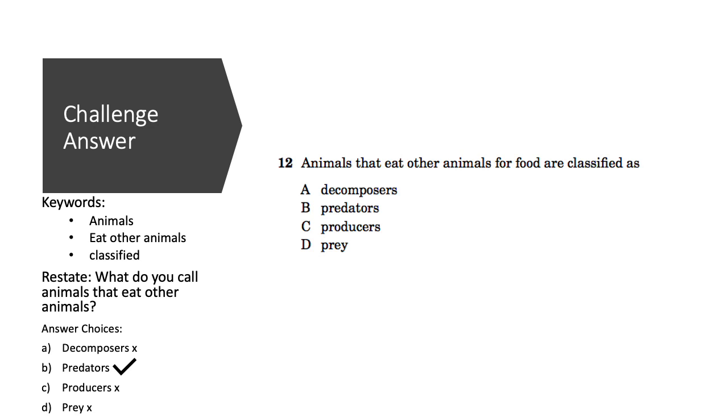So, the question was, animals that eat other animals for food are classified as A, decomposers, B, predators, C, producers, D, prey. The key words of this question were animals, eat other animals, and classified. I know that classified means what they are qualified as, usually what category they're in, sometimes what they're called. So my restate is, what do you call animals that eat other animals? That's a pretty simple and straightforward one. So let's look at some of these names.